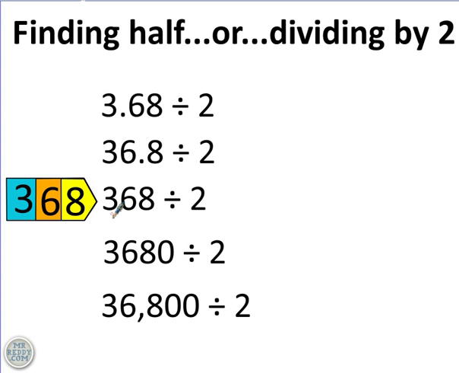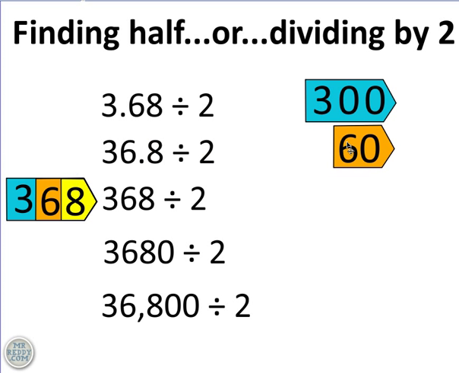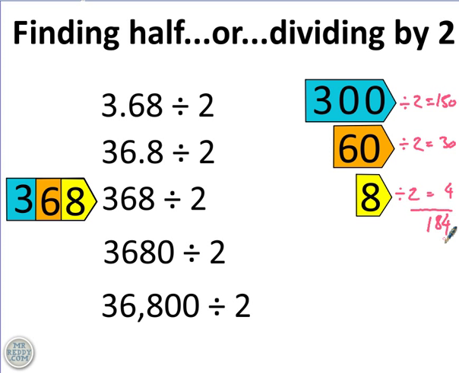Okay, now let's go into something that has 3 different digits and there's no zeros. 368 divided by 2. Split it into 300, 60 and 8. Divide them all separately and you get 150, 30 and 4. Add those all together and you get 184. So that's 184. Now we can use that to help us do half of 36.8 divided by 2. And we can use that to help us work out half of 3.68.